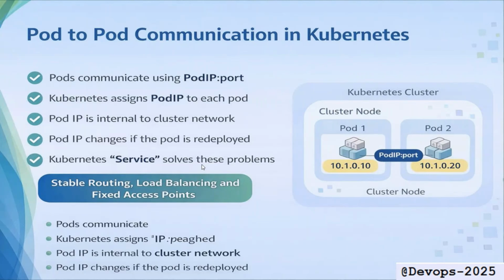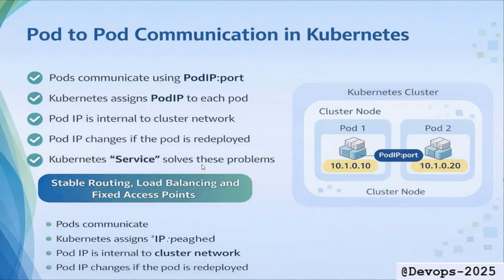So basically, whenever we deploy applications in Kubernetes, they always run inside pods. And eventually, one application will need to talk to another application. That is where pod-to-pod communication comes into the picture. In this video, we will understand how one pod communicates with another pod, how IP and port work inside the cluster, and why direct pod IP is not reliable. And finally, this is where the Kubernetes service concept starts. So let's start step by step.